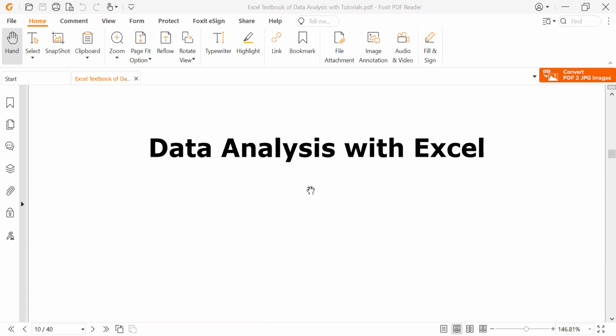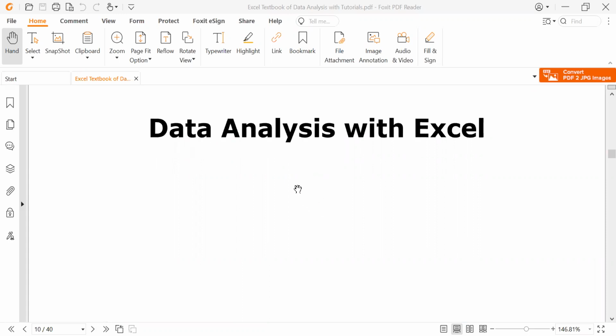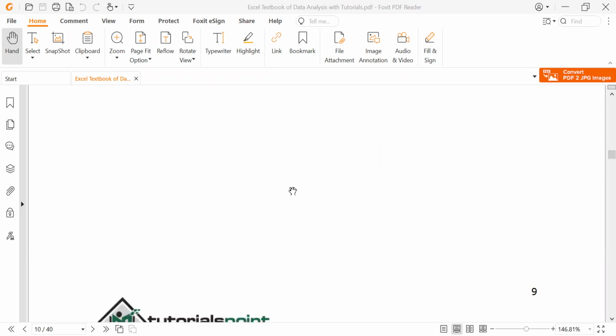Could be data for your business, for an organization, or whichever data, maybe for a student, whichever data that you have, you want to manage it in Excel, do analysis and then make meaning out of it.